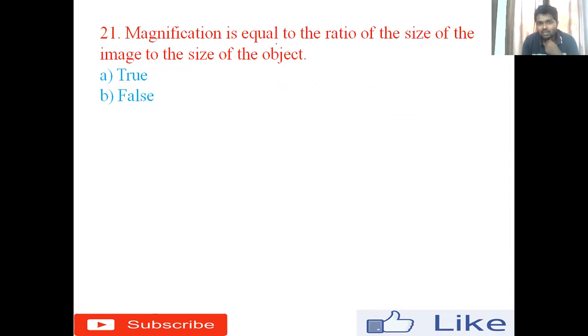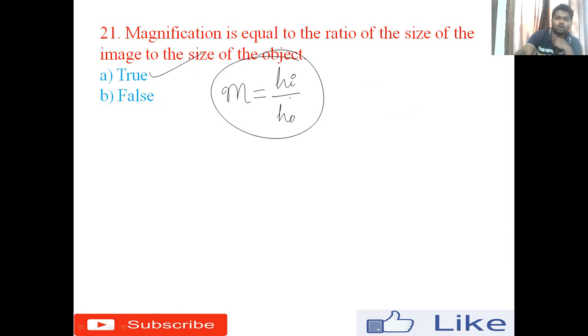The magnification is equal to the ratio of size of the image to the size of the object. The 21st question. Magnification is represented by m, equals hi divided by h naught, right? So this is the right answer, so I can say that it is true. The formula is m equals hi divided by h naught, where hi is the height of the image divided by the height of the object.